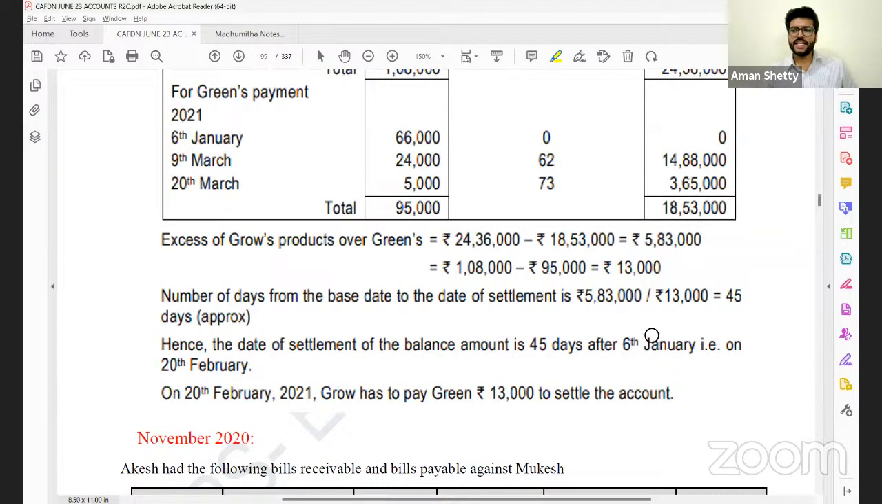This 45 days, they need to add it to 6th January. That will be 20th February 2021. And Green has to pay 13,000 to settle the account.